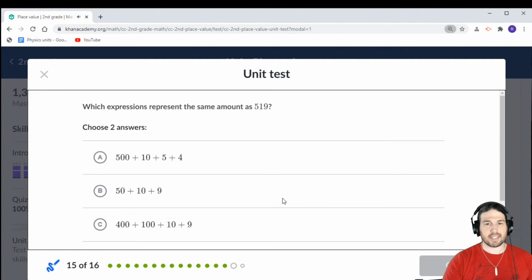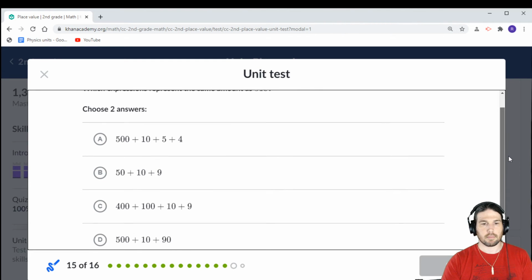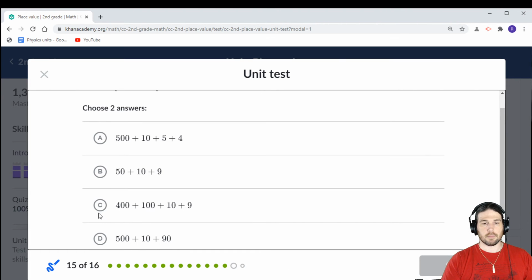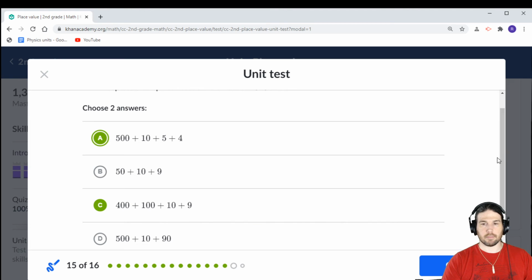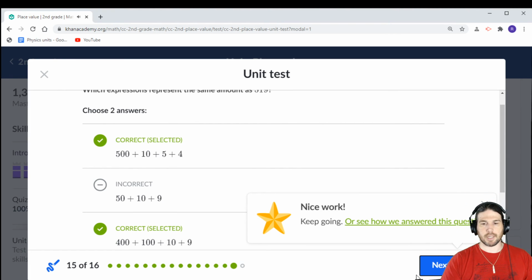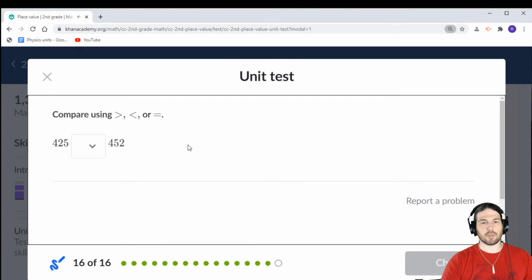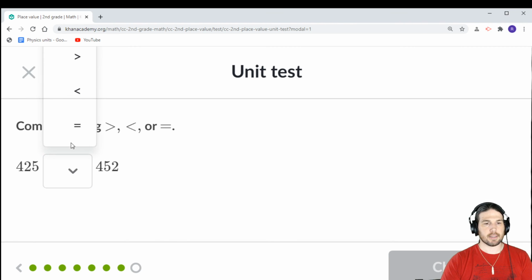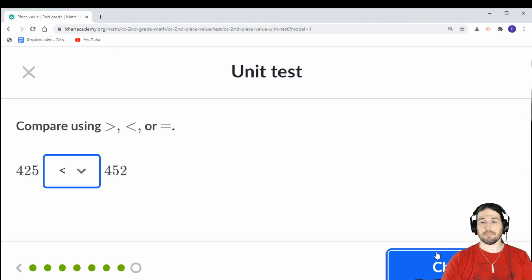Which expressions represent the same amount as that? Well, I see 2, C, and A. D comes close, but not quite. Compare using greater than, less than, or equal to. 425 is less than 452.